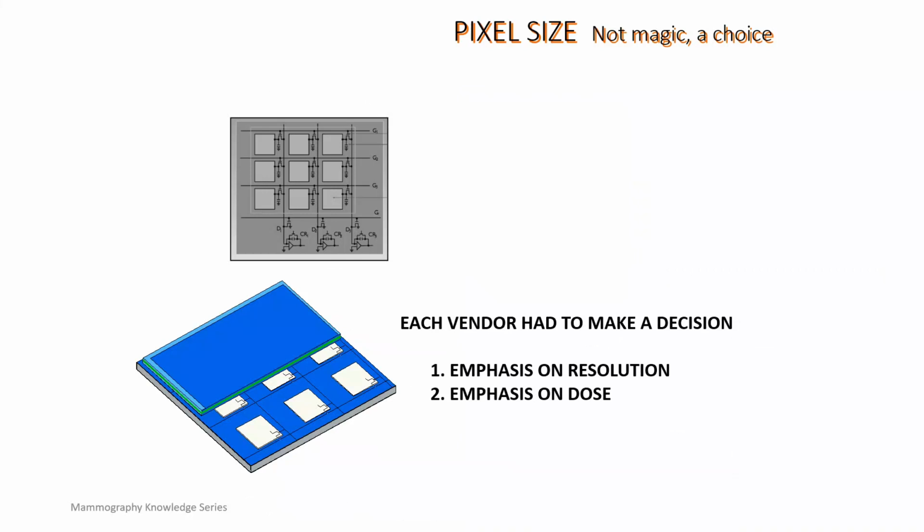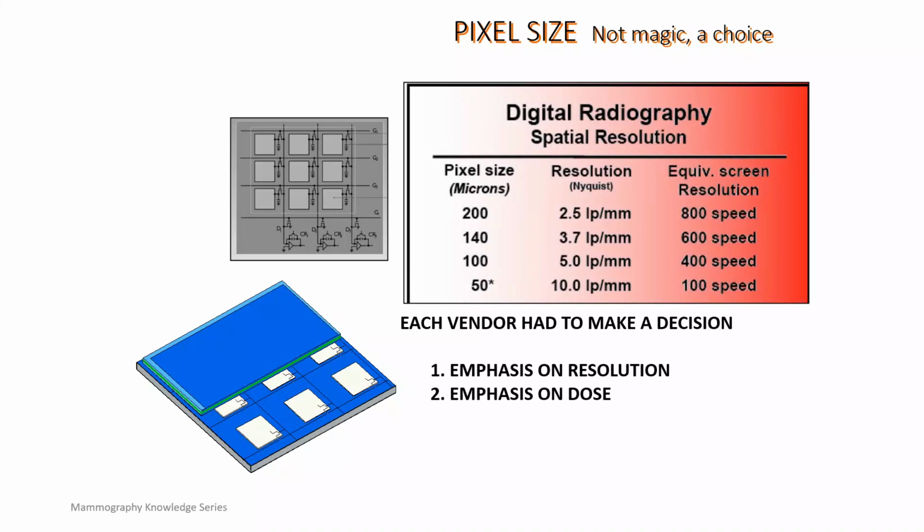So the pixel size or DEL size is not a bit of magic, it is a choice by the vendor. Each vendor must decide on how much of each thin film transistor is providing capture as opposed to just being on the matrix. Digital resolution is measured in line pairs per millimeter. And when we talk about the DELs or the pixel sizes, they're measured in microns.